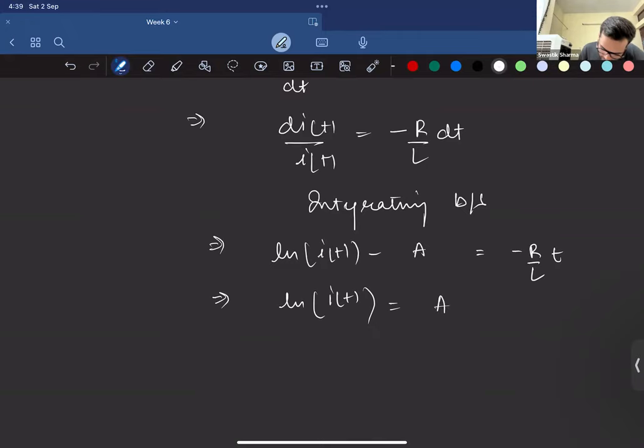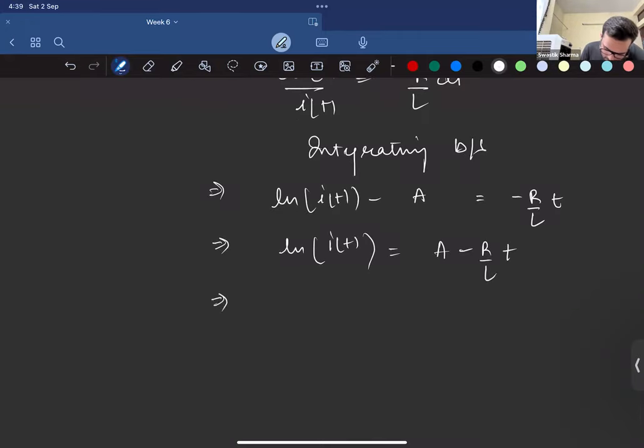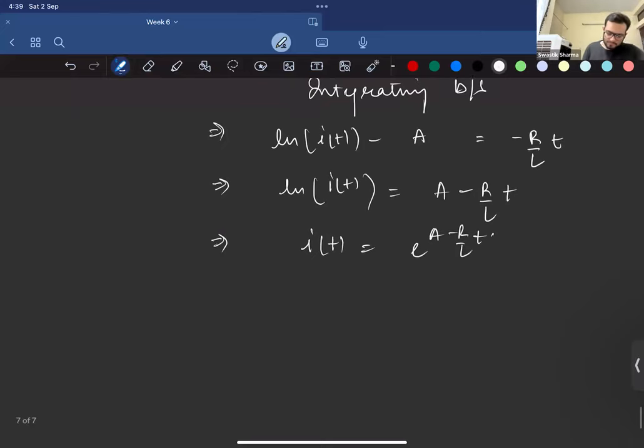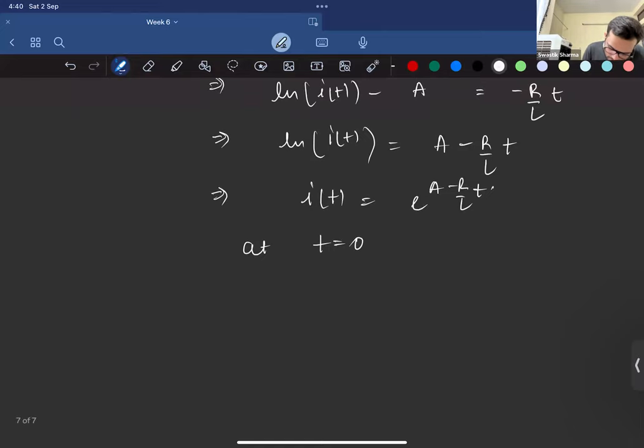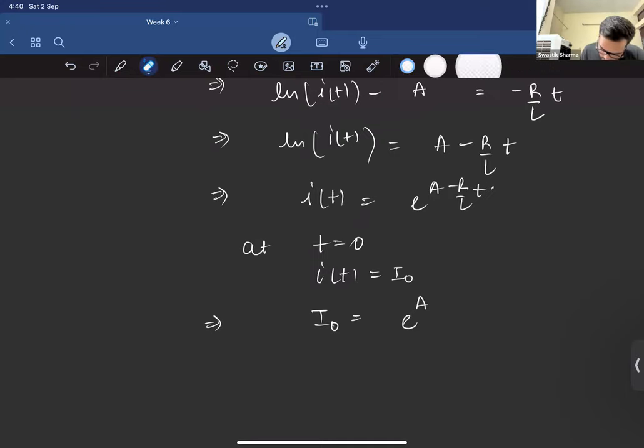So it would be what? A minus R by L t, right? So taking exponential on both sides, it would be e raised to the power A minus R by L t, right? So now at t equals 0, i(t) is what? I naught. So let's equate I naught to e to the A, right?